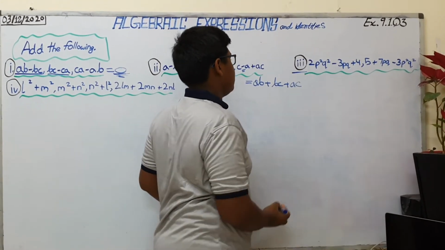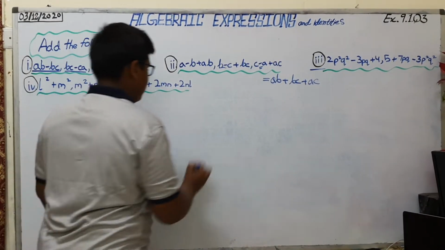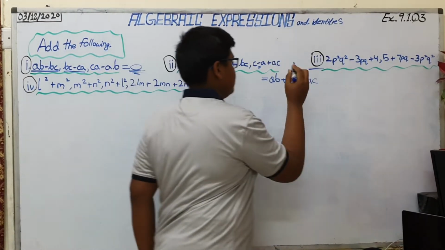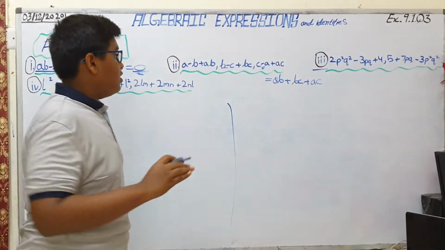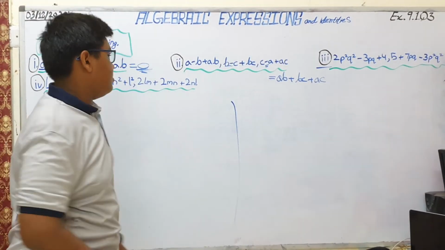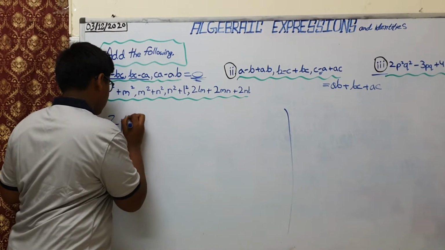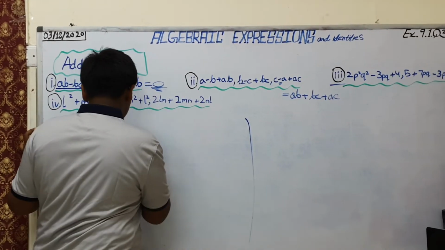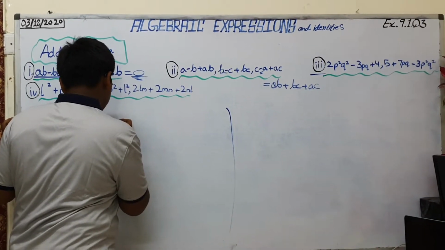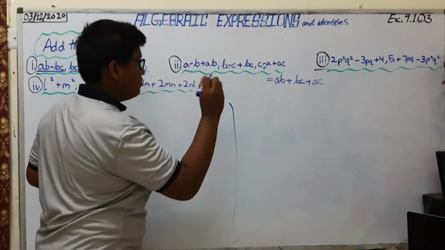Now what they are asking in the question, let's make the statement. I'm going to do here, enough space here. Then 2p square q square. We are going to write the first expression as it is. Now 2p square q square minus 3pq plus 4.